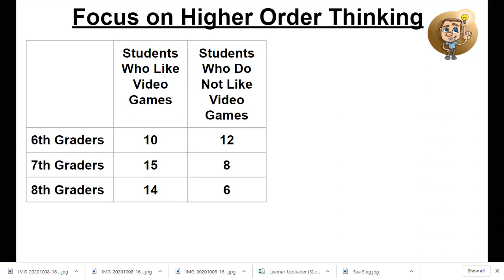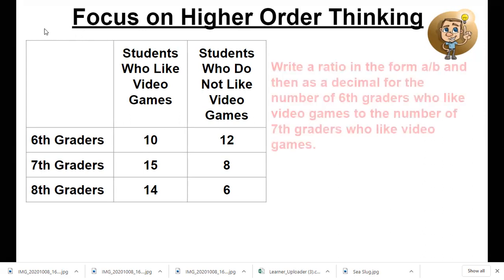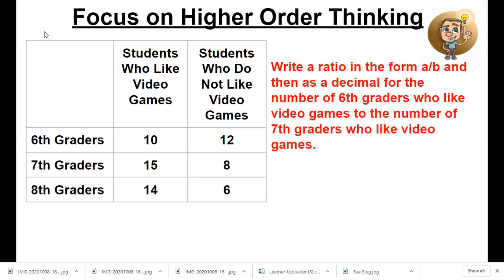So what are we going to be doing? We're going to write a ratio in the form A divided by B. Remember I said a ratio is a fraction. And then we're going to write it as a decimal for the number of 6th graders who like video games to the number of 7th graders who like video games. So we're making a ratio.